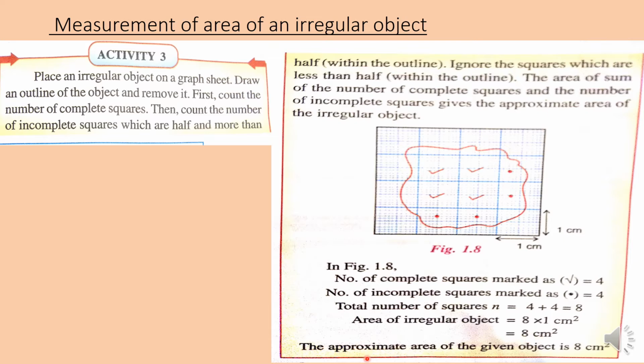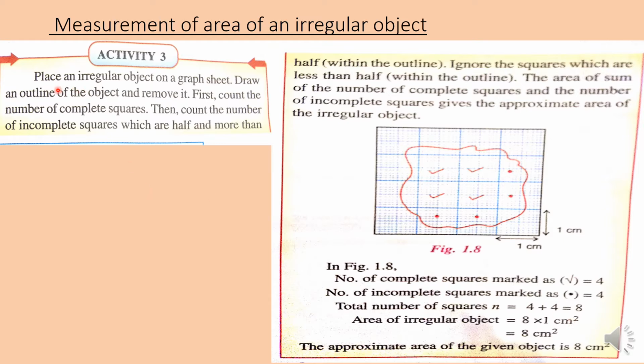The approximate area of the given object is 8 centimeter square. Why is it multiplied by this 1 centimeter square? Because the area of this one complete square is 1 centimeter square. That is why this 8 is multiplied by this 1 centimeter square. Right children? This is the activity.